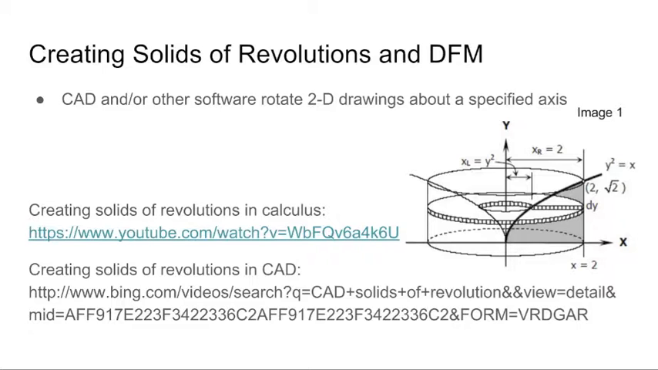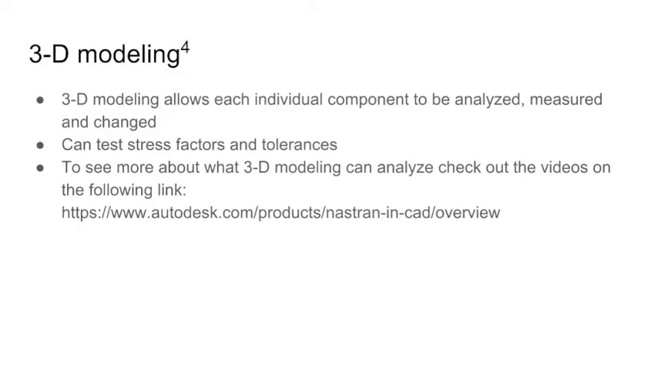The two links are video simulations for the theory of three-dimensional modeling in calculus and creating 3D models using the CAD software. Having the ability to create these three-dimensional models allows the manufacturing to be more efficient. The CAD software and other 3D modeling allows each individual component to be individually analyzed, measured, and changed.